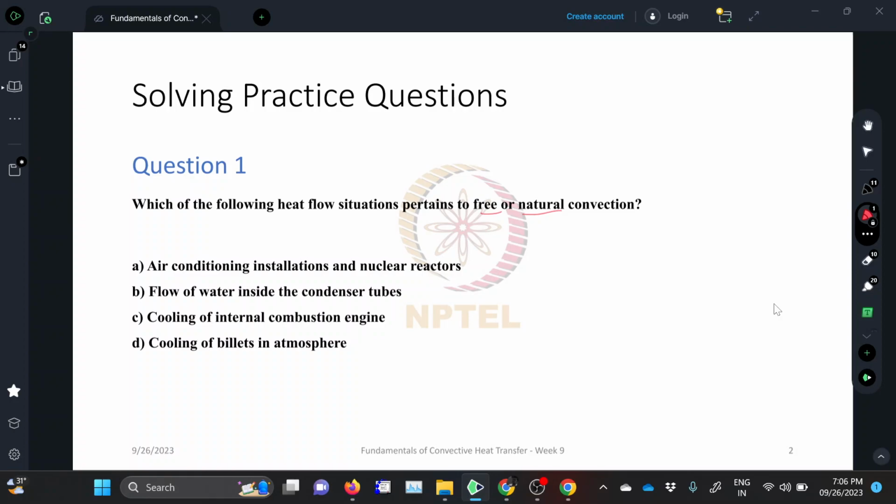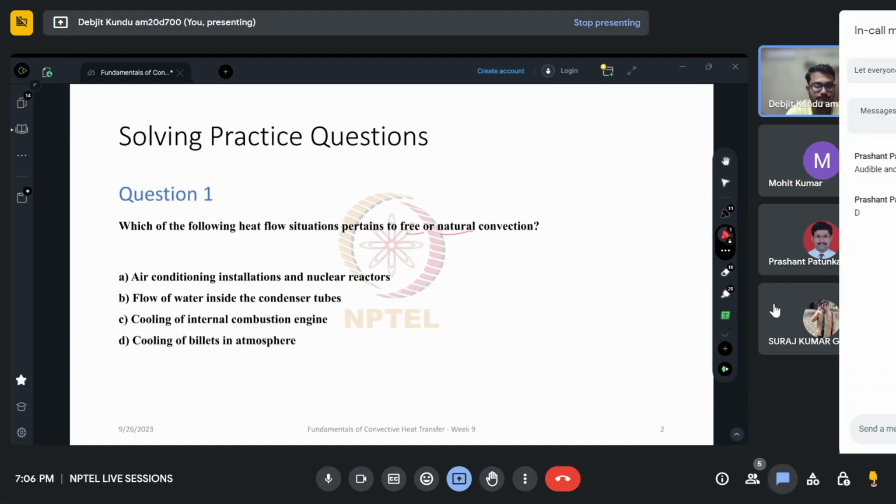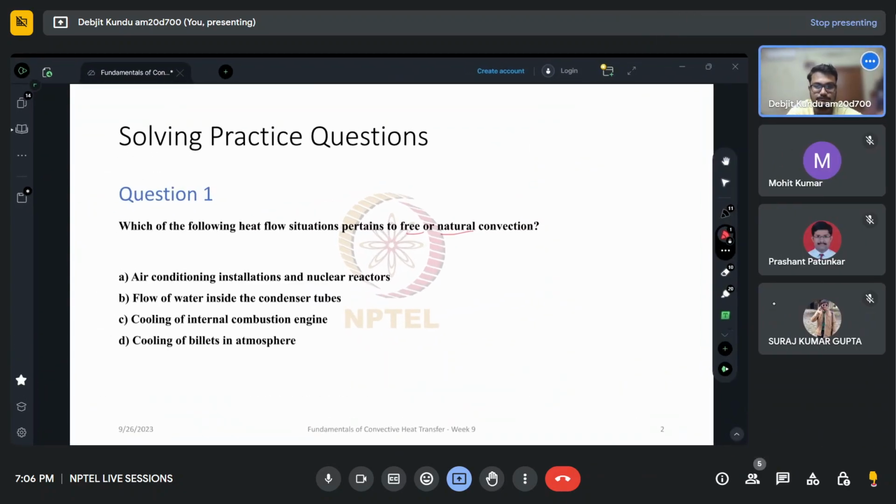So there are four different kinds of heat flow situations given, mostly pertaining to engineering applications, and you have to figure out which one pertains to free or natural convection and not forced convection. Once you figure out the correct solution, you can either type in the chat box or unmute and answer. It's a very simple question to start off today's session.